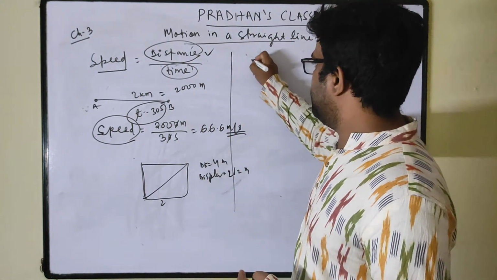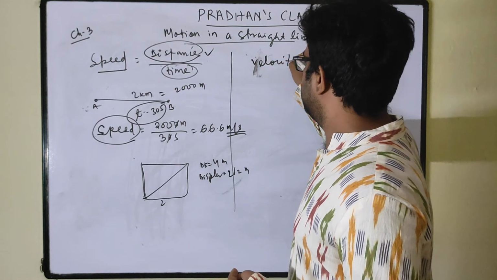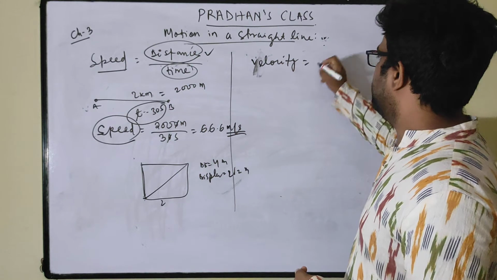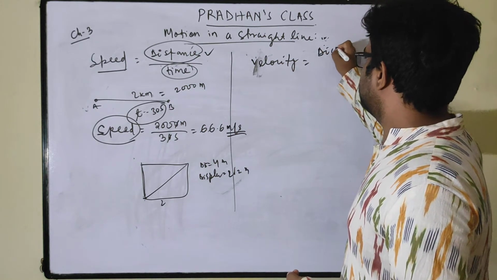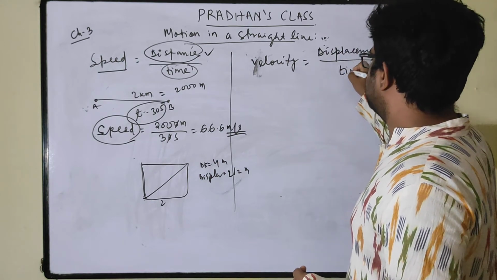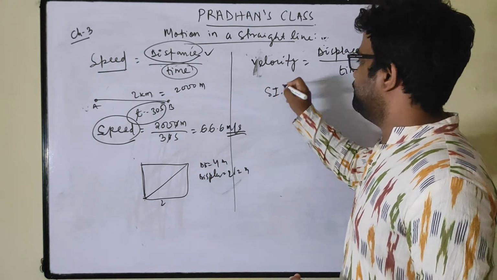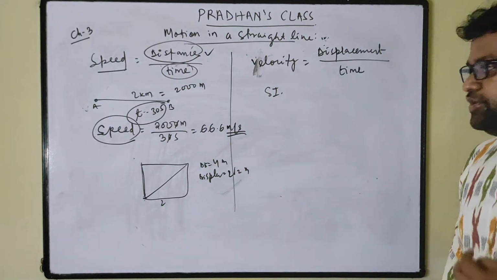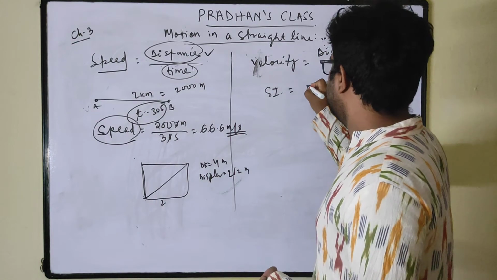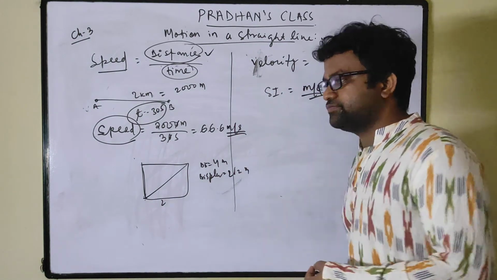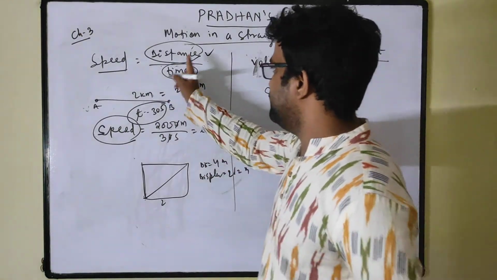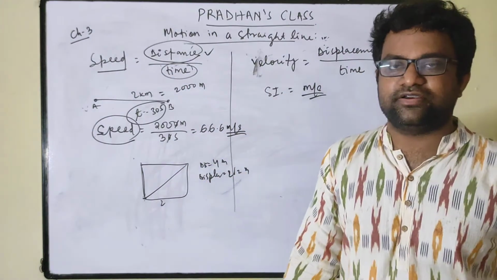So when you will calculate velocity, instead of distance you will use displacement, and time same. Here also SI unit, if you will go, SI unit is also same as your speed. So SI unit will be meter per second. Here also the SI unit is meter per second.